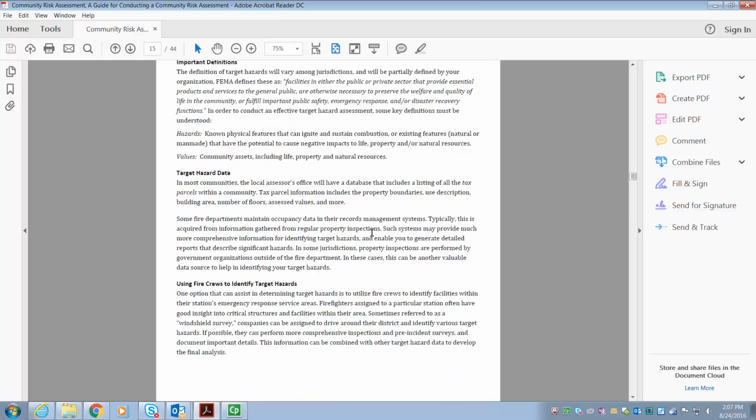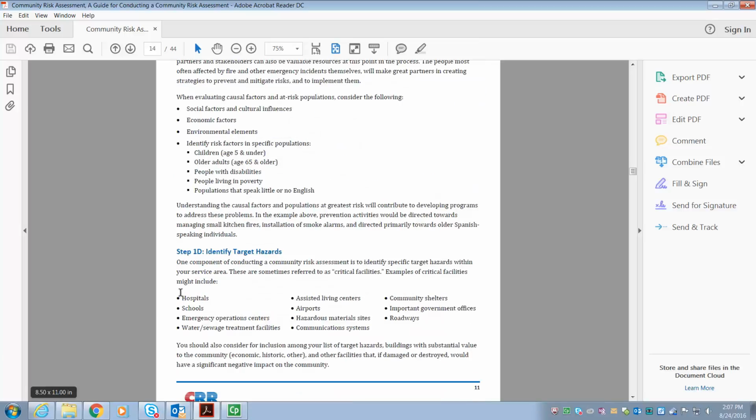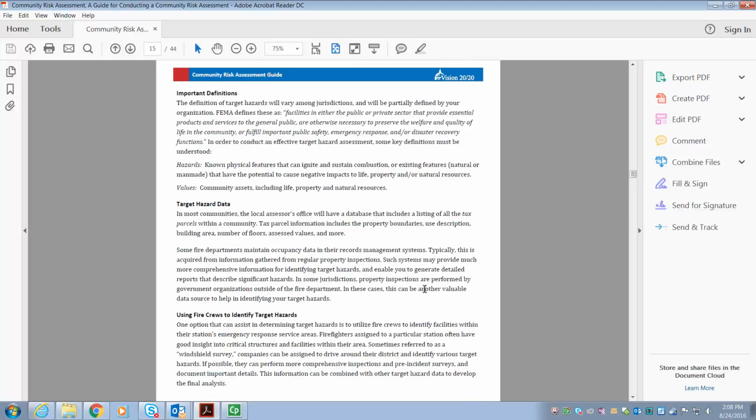Target hazards, again, identified there. Sorry, I slipped by that. Where there are critical facilities, maybe another name for it, where if there's an incident, there could be a large loss of life or it could have a devastating effect. A lot of these places that are listed here may be low risk in that they have a lot of protective features, but it's going to be a high density problem if something occurs there.